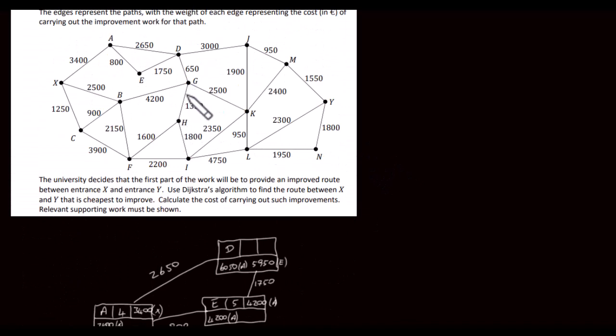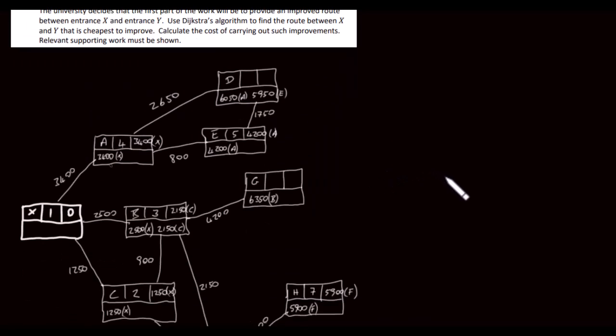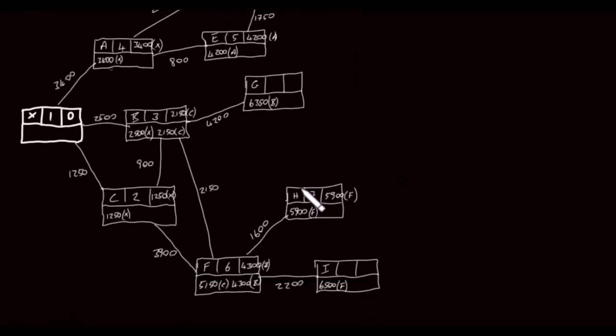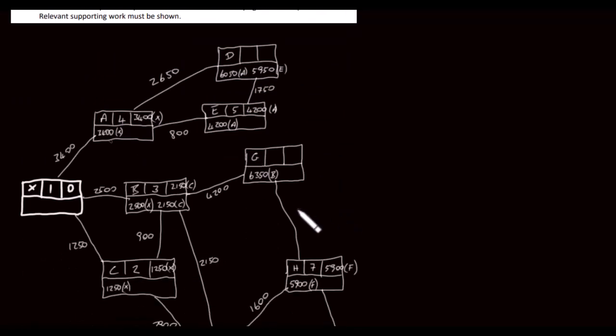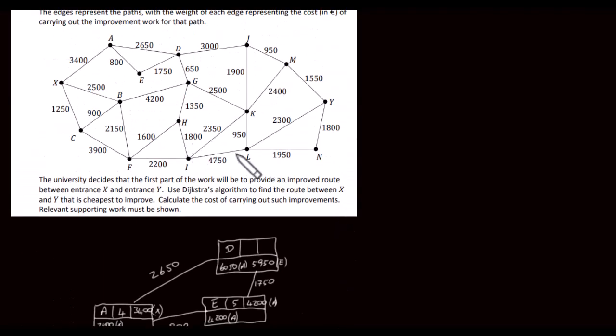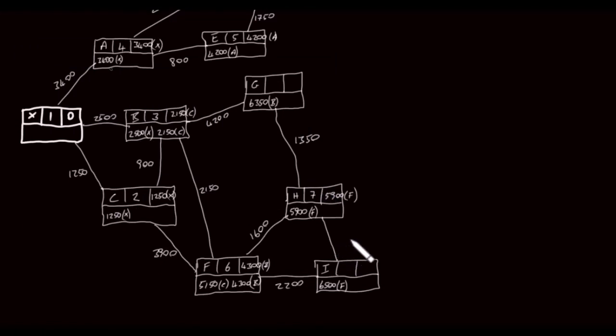So let's see what H is connected to. Okay, H is connected to G and I. So H is connected to G and I. Let's see what the weights are. So we have 1350 and we have 1800. 1350 and 1800. So let's add these.